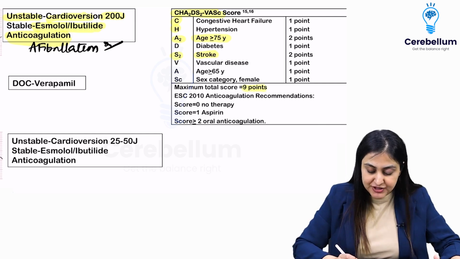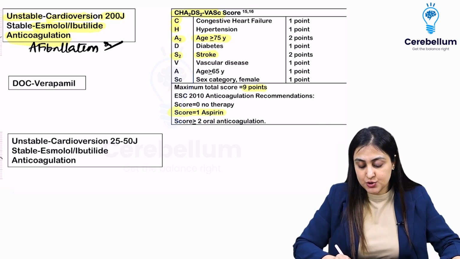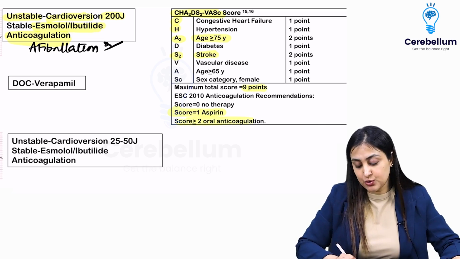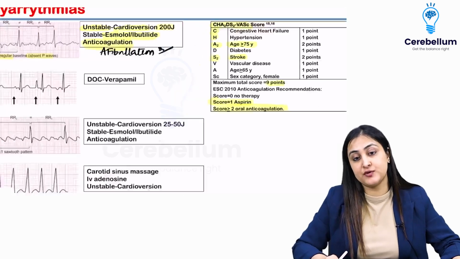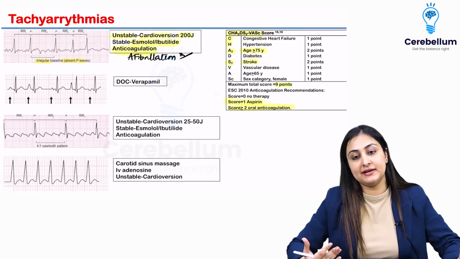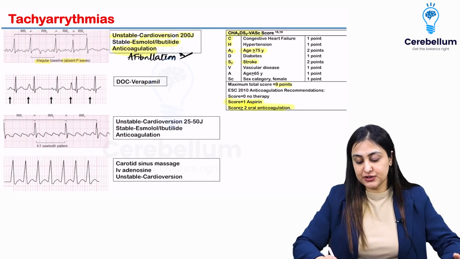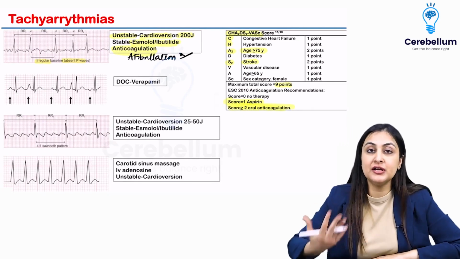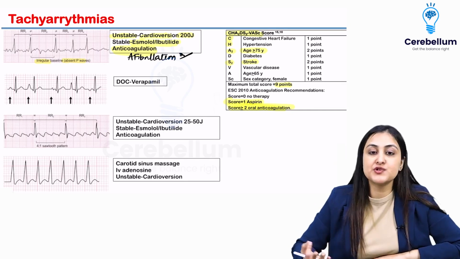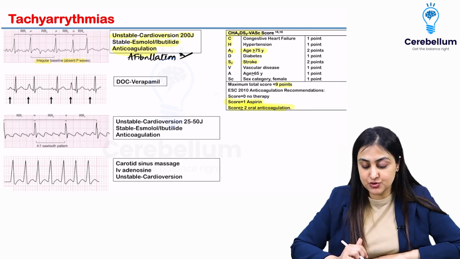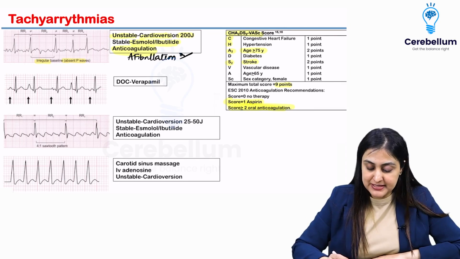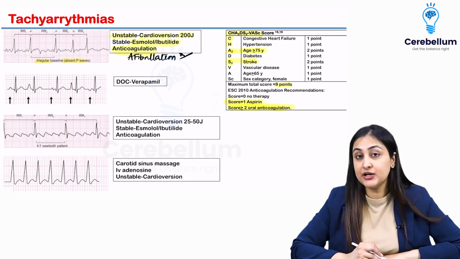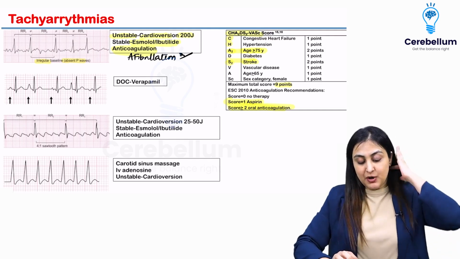What is the recommendation? Score 0, nothing is needed. Score 1, you just give aspirin, whereas score more than or equal to 2, you have to start prophylactic oral anticoagulation. So this is for the prophylaxis of further embolism or further thrombosis from happening. Okay, so this score we need to remember. So pretty simple. Basically, age and stroke is getting 2 points. Fine. So this is about AFib.